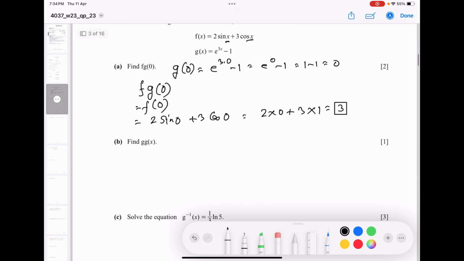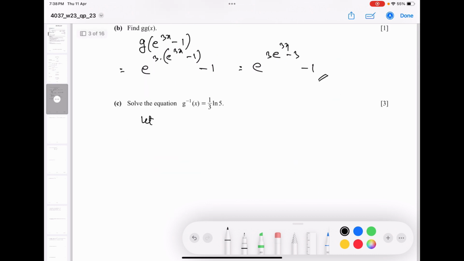Now question B. We are going to find gg(x). g(x) is e to the power 3x minus 1. Now instead of x, let me write e to the power 3x minus 1 into it: e to the power 3 times (e to the power 3x minus 1), then minus 1, and let us simplify this. If we simplify, it can be e to the power 3 e to the power 3x minus 3 minus 1. That can be the answer.